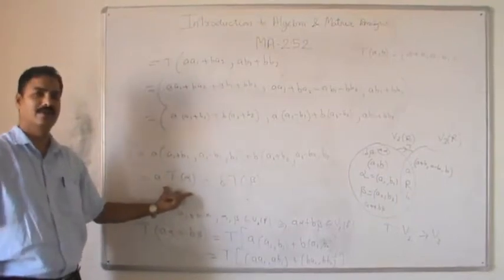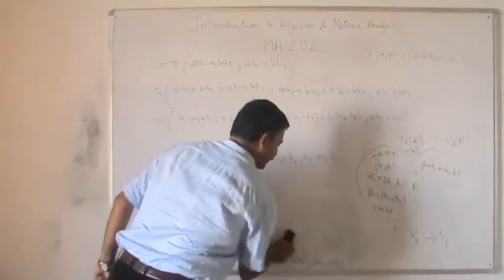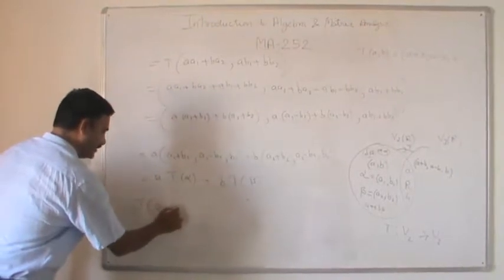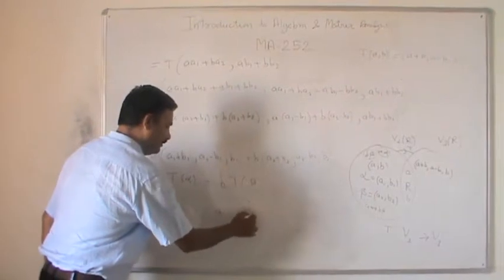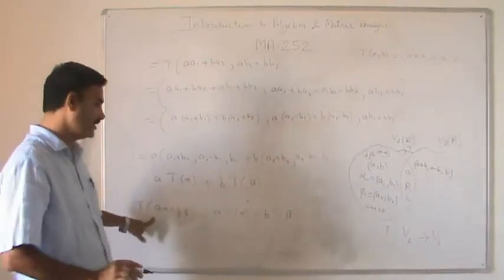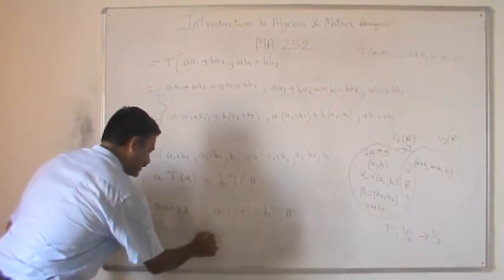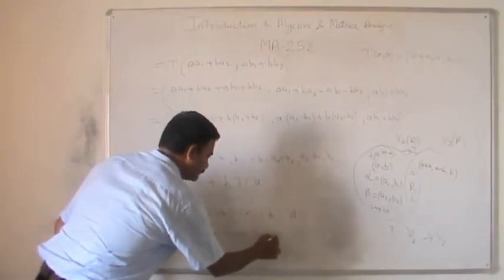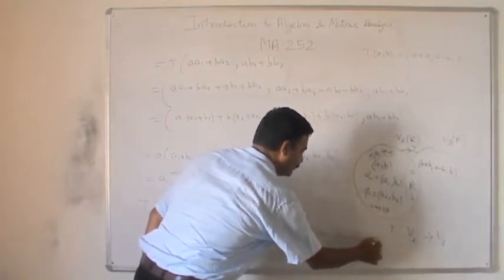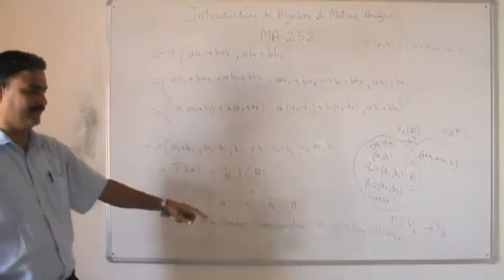And this is the required condition for any mapping to be a linear transformation. So finally we observed T of a alpha plus b beta is equal to a times T alpha plus b times T beta. Hence, this is the required condition for linear transformation, which is satisfied by our given mapping T. So, thus T is a linear transformation from vector space V2(R) to V3(R).